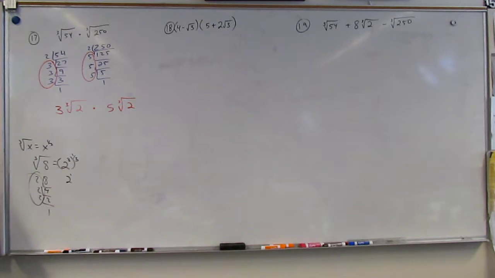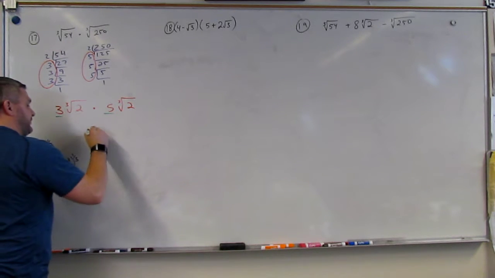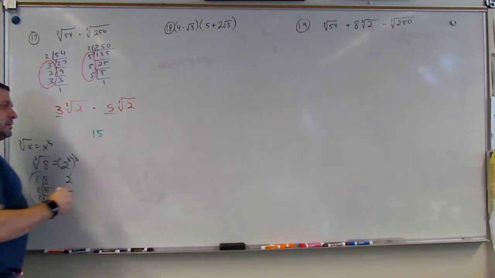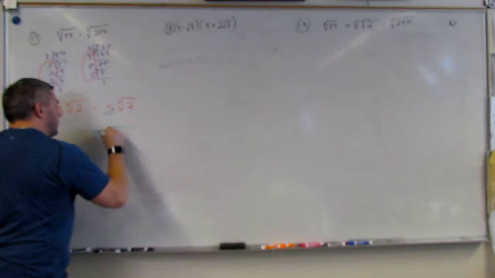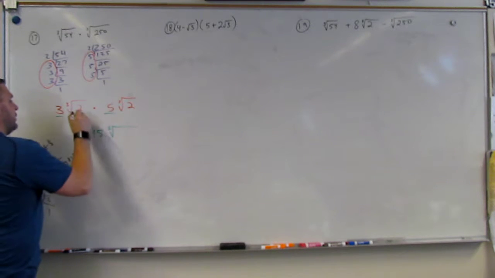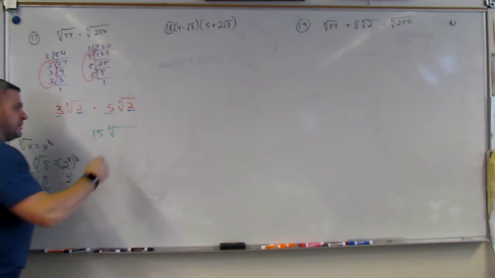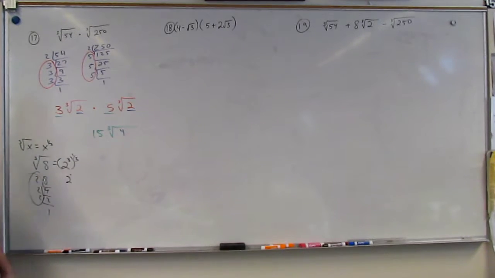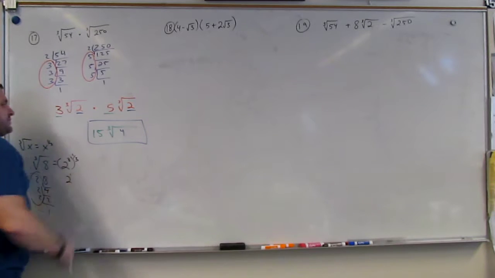Alright? Now here's how it works. You multiply what's outside against each other. What's 3 times 5? 15. Okay? And then you multiply what's inside against each other. 2 times 2? 4. That's it. 15 cube roots of 4.